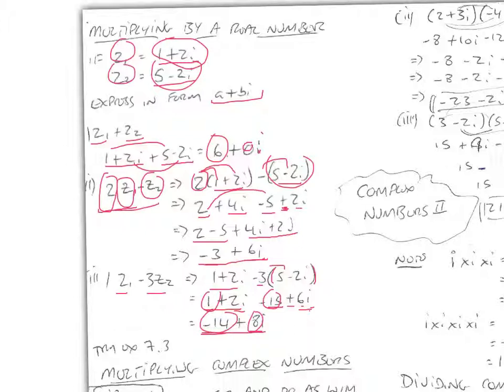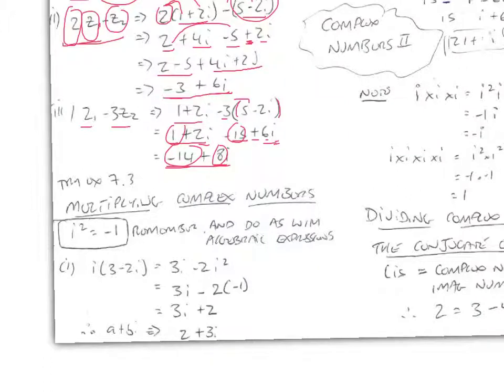So to multiply a complex number by a real number, if we have 3 plus 6i, that complex number multiplied by 2, we simply multiply 2 by 3 is 6, plus 2 by 6 is 12i. We just multiply all the parts, the real and the imaginary, by the real number that we're multiplying by.